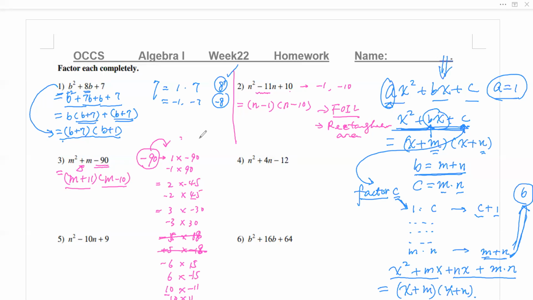I think I got a different answer for number 3. What's your answer? So the two factors. I'm wrong, it's 9 and 10. I think it's 9 and 10. I'm sorry, you are right. I think you are right. Here is negative 9 and here 10, right?